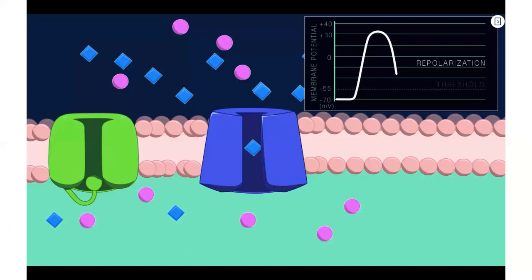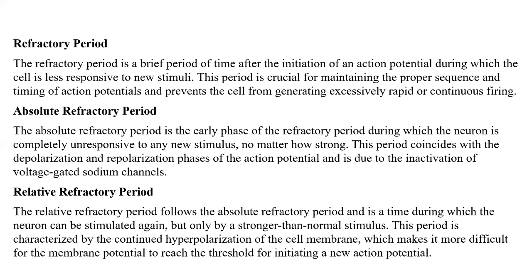Okay, so here they have shown the repolarization process. Okay, sodium channels are still inactivated and potassium channels are open. Then what is the refractory period? Refractory period is a brief period of time after the initiation of an action potential during which the cell is less responsive to new stimuli. This period is crucial for maintaining proper sequence and timing of action potentials and prevents the cell from generating excessively rapid or continuous firing.